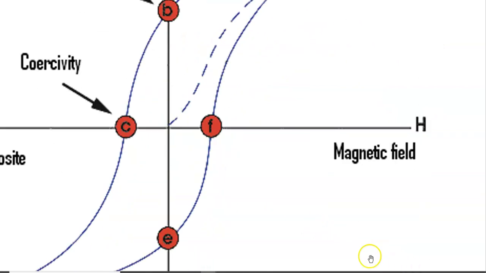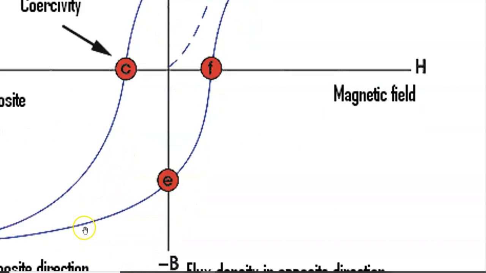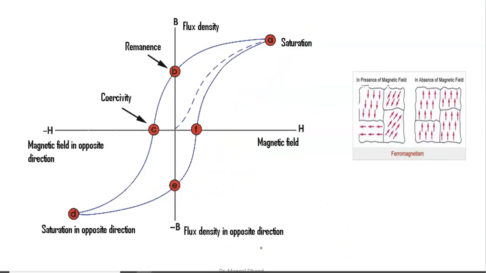Now I am still changing the magnetizing force in the reverse direction. Still I will increase it. Now the flux density will start changing in the negative direction, and then negative saturation will occur. So this is minus B max. Whatever is happening in the positive direction, the same will be produced in the negative. So this is the maximum flux density.